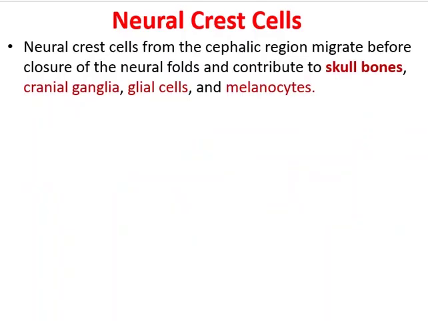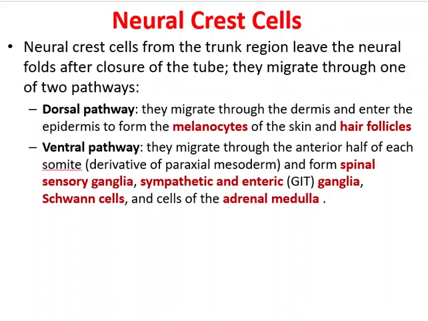The neural crest cells from the cephalic region migrate before closure of the neural fold and contribute to skull bones, also cranial ganglia, glial cells, and melanocytes. While the neural crest from the trunk region leaves the neural fold after closure of the tube and then migrates through one of two pathways, either the dorsal pathway or the ventral pathway.